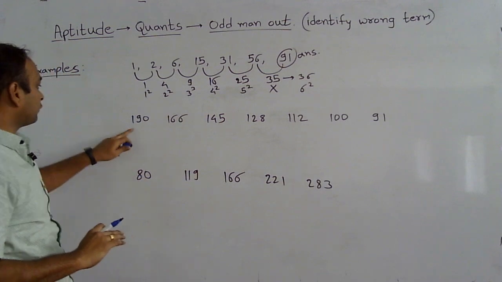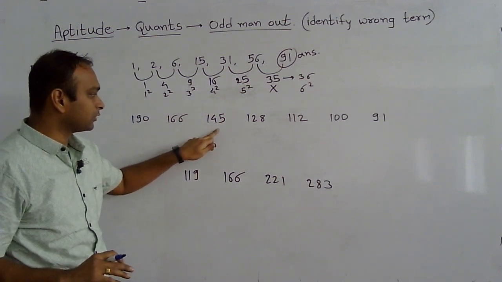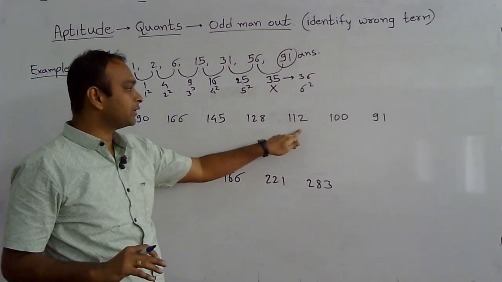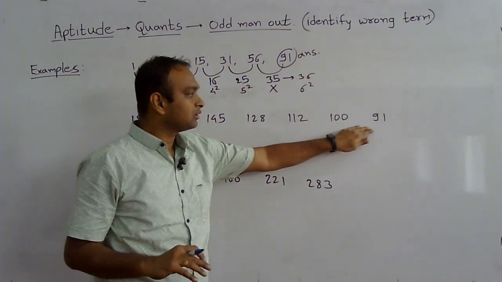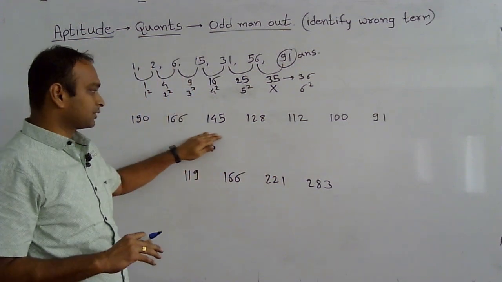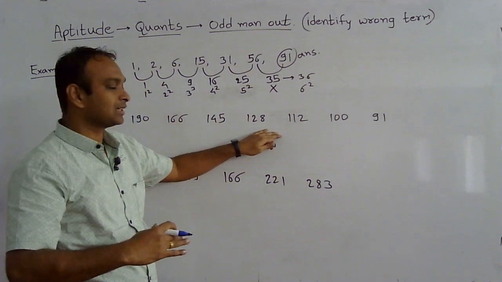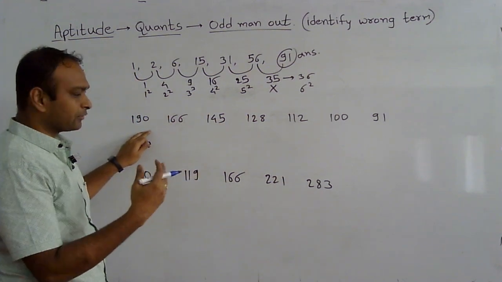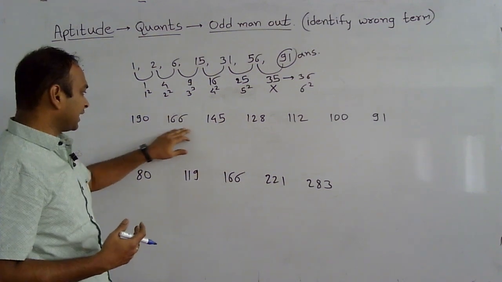Okay, let's go for the second. In this case, we have 190, 166, 145, 128, 112, 100 and 91. If you observe, the numbers are decreasing, so it is not an increasing series, it is a decreasing kind of series. So maybe the difference logic should be applicable over here.